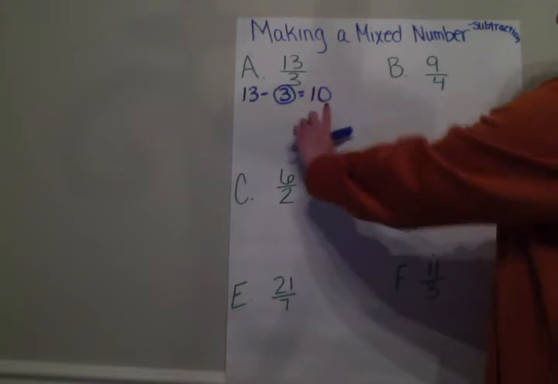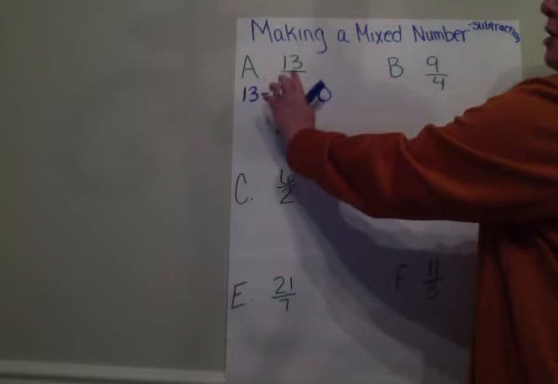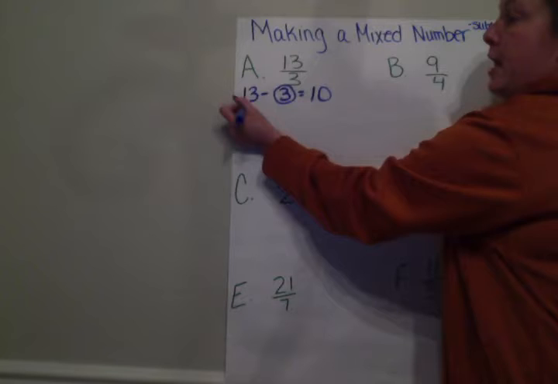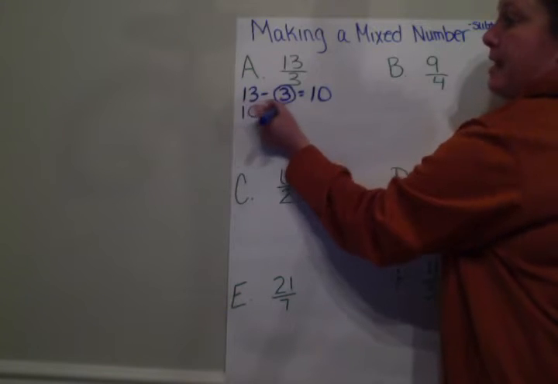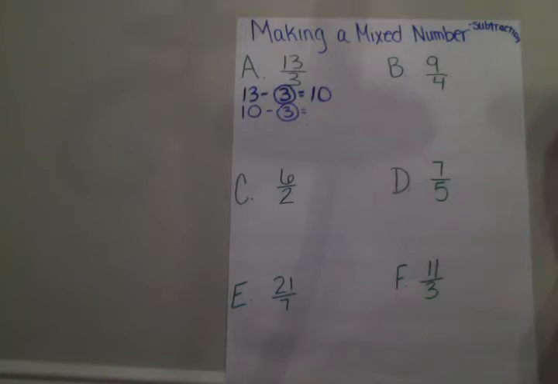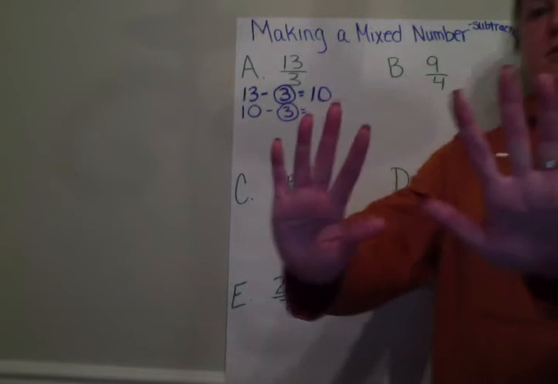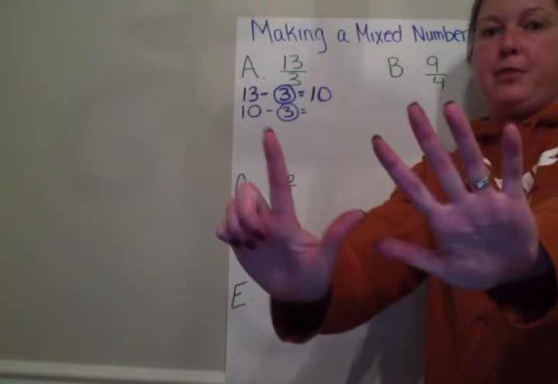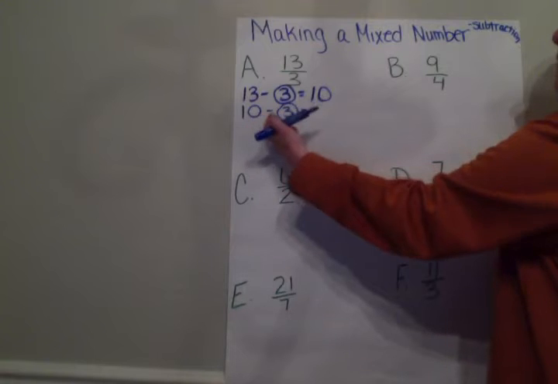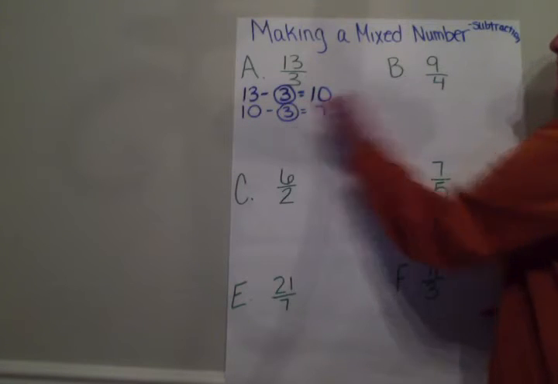This leftover part is still larger than my denominator. I want it to get smaller. So now I have 10 minus another group of 3. Well, if I do that, let's see what I have. If you're not sure, you have 10, and if you take away 3, you have 7 left. So 10 minus 3 is going to give you 7.